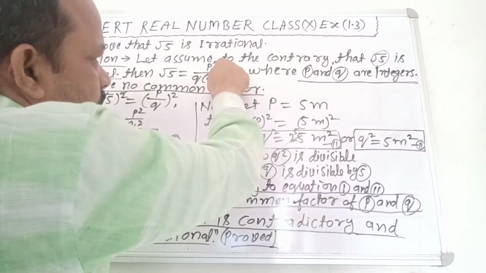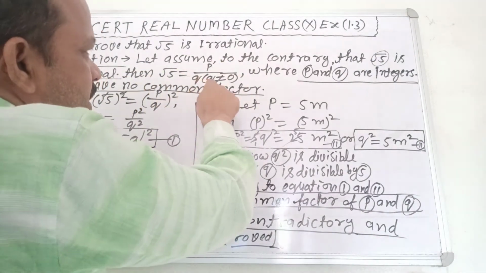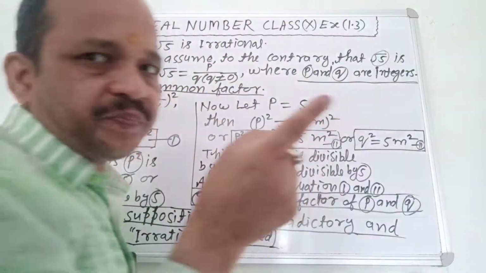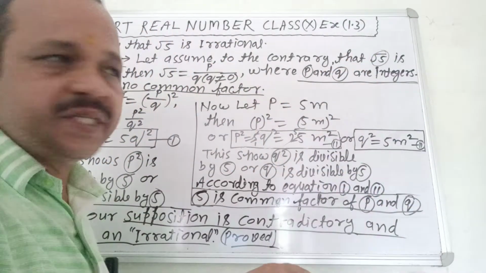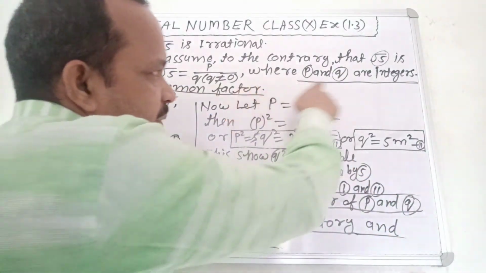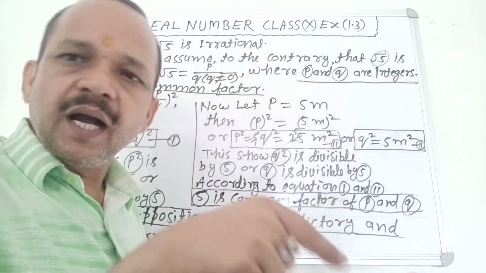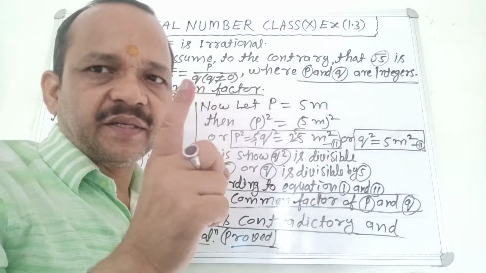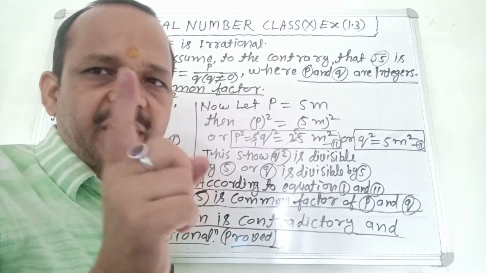Root 5 equal to p by q, q not equal to 0, where p and q are integers and have no common factor. Clear? No confusion about it?